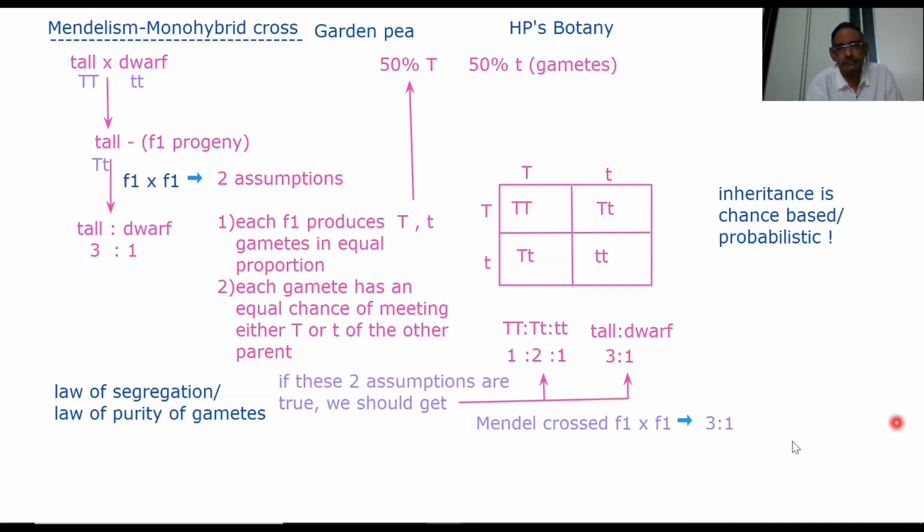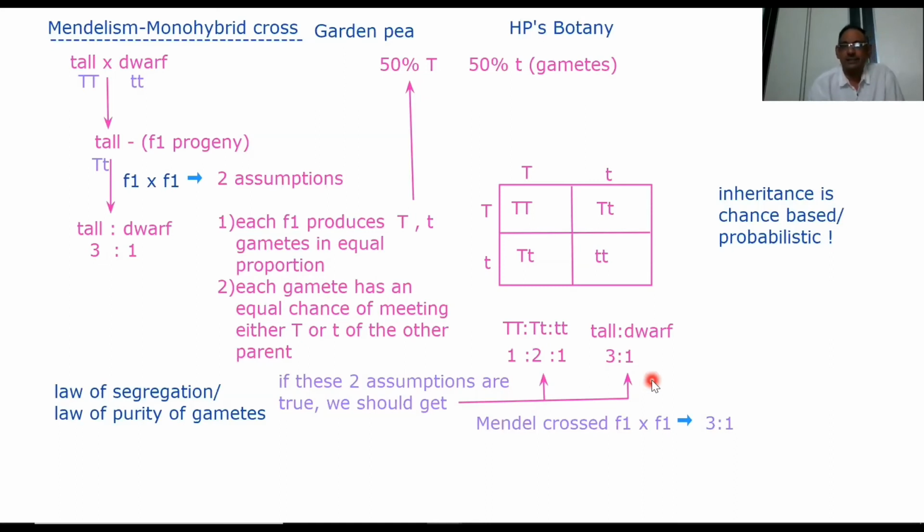This actually means that in inheritance, gamete formation is chance-based and gametic meeting is also chance-based. He would not have got a 3:1 ratio if these two assumptions, or any of these two assumptions, were wrong. He got a 3:1 ratio, therefore it is confirmed that these two assumptions are right. Which means Mendel actually calculated and arrived at these mathematical ratios much before he actually undertook the F1 into F1 cross. And his mathematical expectation came right, and Mendel therefore concluded that in F2 progeny, tall and dwarf progeny appear in approximately 3:1 ratio.